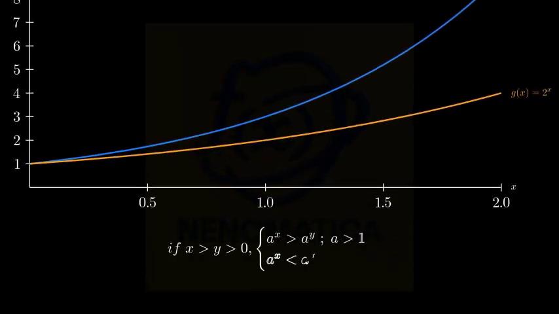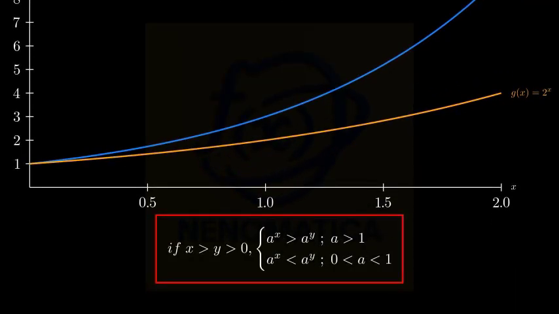This theorem states that if x is greater than y, and both are greater than 0, then, if a is greater than 1, then a to the power of x is greater than a to the power of y. And if a is between 0 and 1, then a to the power of x is less than a to the power of y. Let's prove the second theorem.